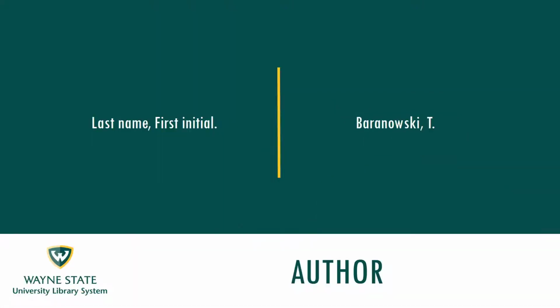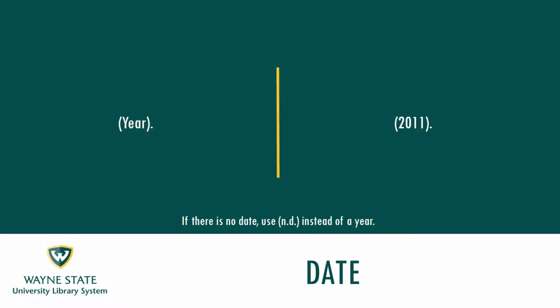In an APA citation, the author's name comes first. The name should be formatted with the last name first, comma, followed by the first initial of the author's name, then a period. Next comes the publication date. This is the date that the article you are citing was published, and it is usually a year. Some publications, like newspaper articles, may also include the month and day. The year should go in parentheses with a period outside.